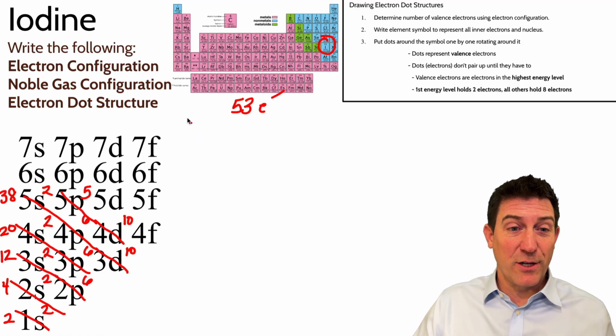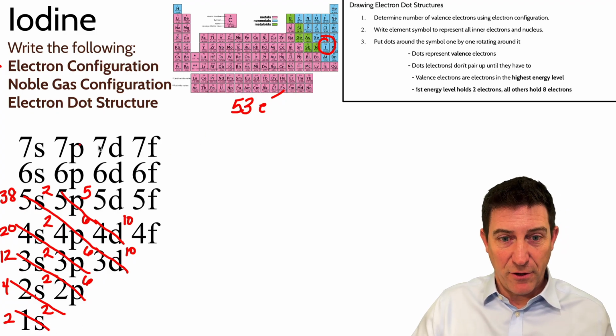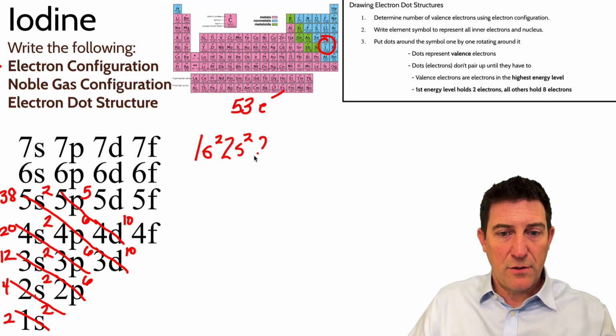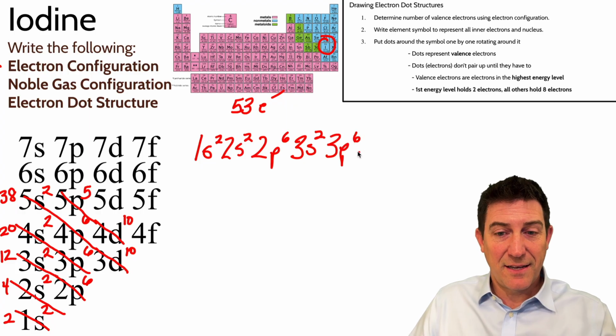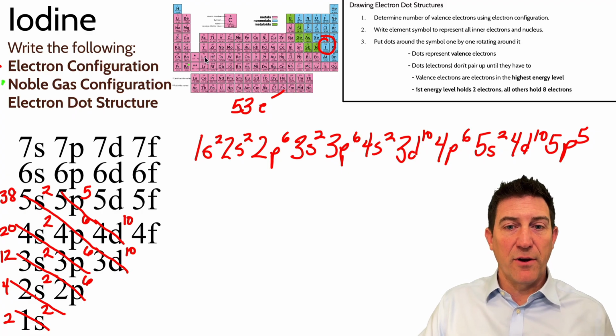Look, this is a lot of electrons to write out the electron configuration for, but we got this. I'm going to write them out in the order that they filled up. 1s2, 2s2, 2p6, 3s2, 3p6, 4s2, 3d10, 4p6, 5s2, 4d10, 5p5. And for practice, the noble gas configuration, there's iodine.